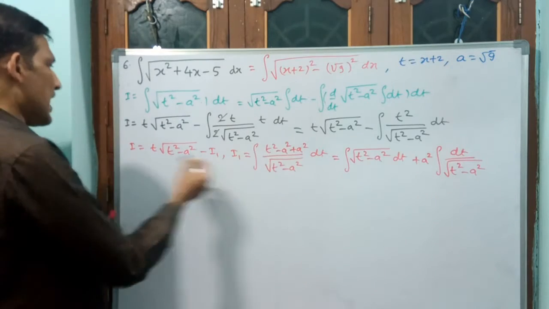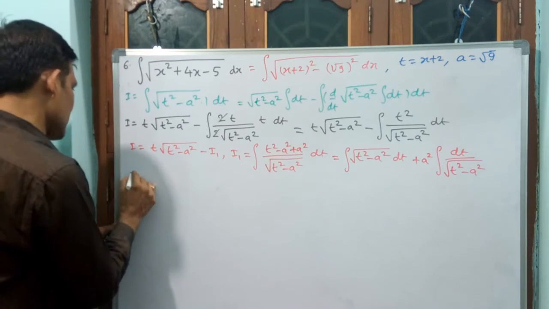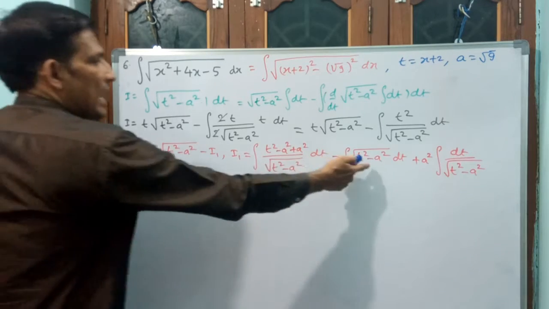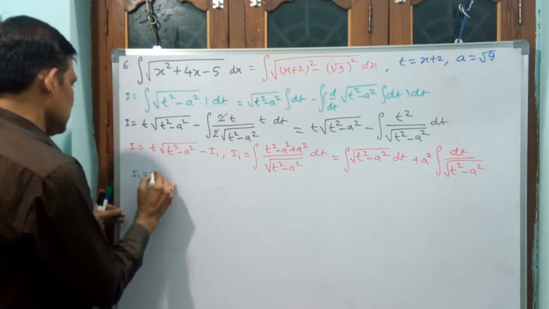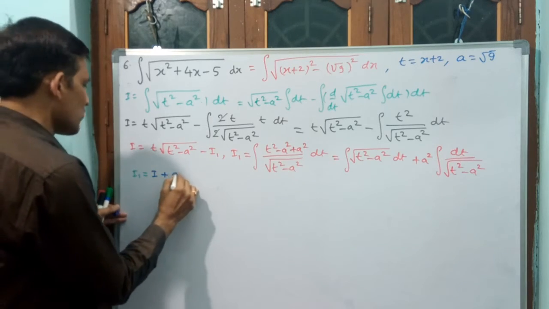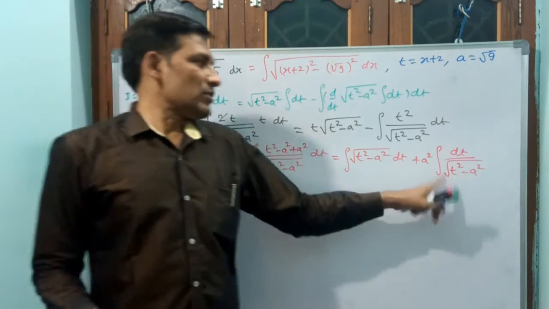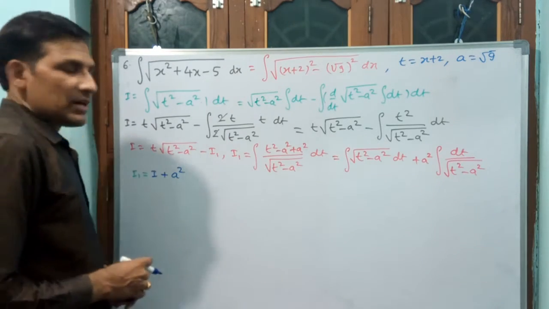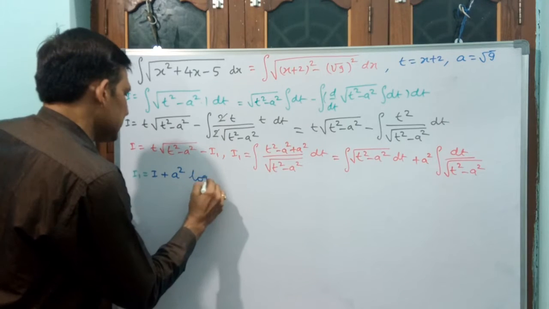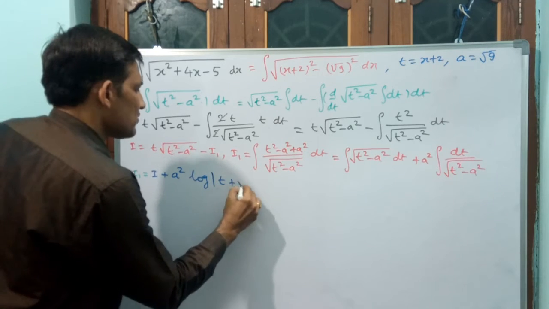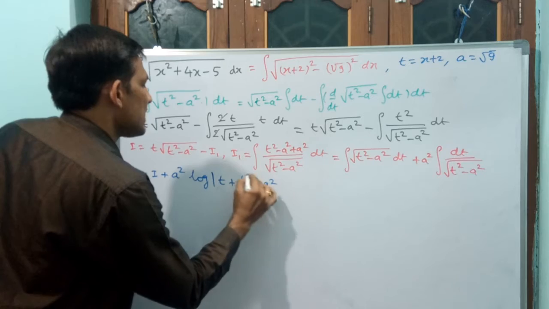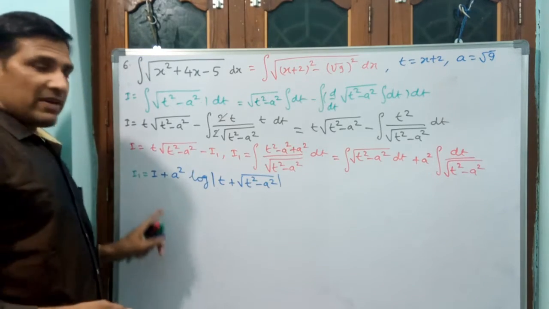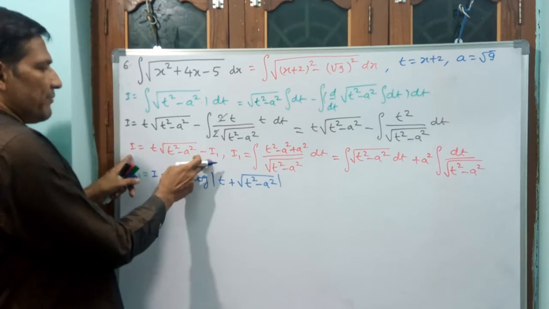See what I am writing now. I1 is equal to I plus a square into, what is this formula? Square root of t square minus a square is there, 1 by 2 will not come. Directly log modulus t plus square root of t square minus a square. Okay, plus c we will write afterwards. See, this is I1 value. This I1 value you have to substitute in I.